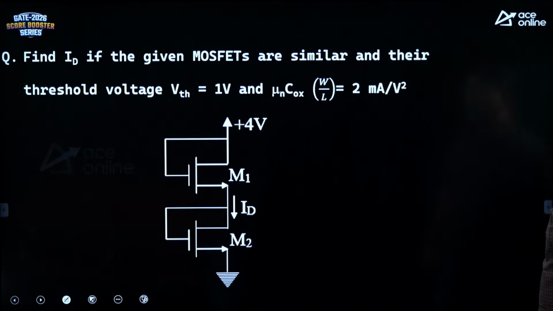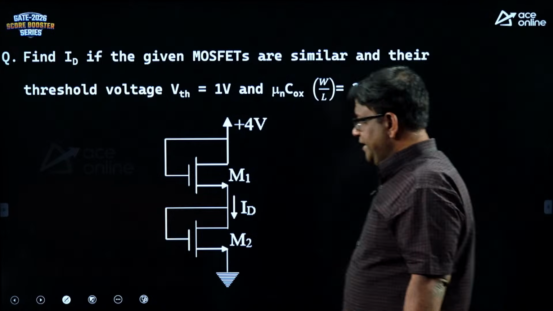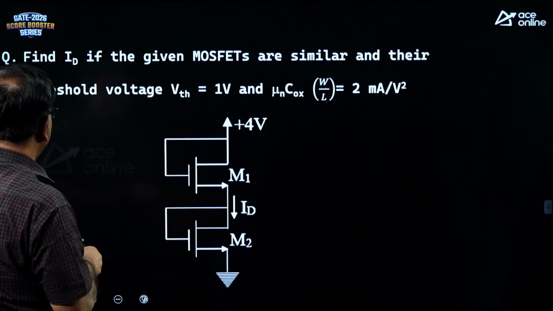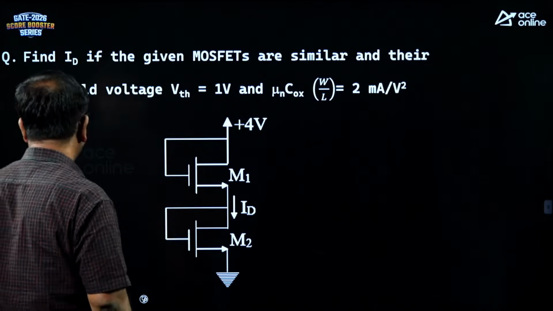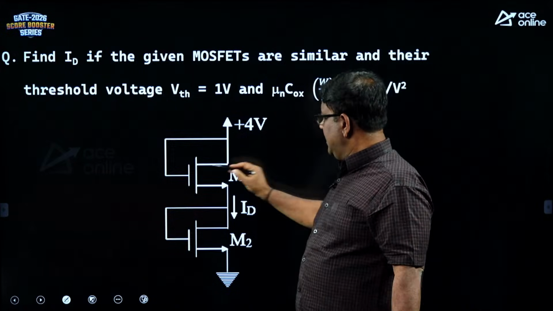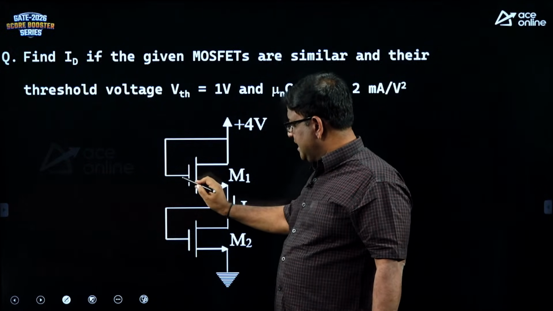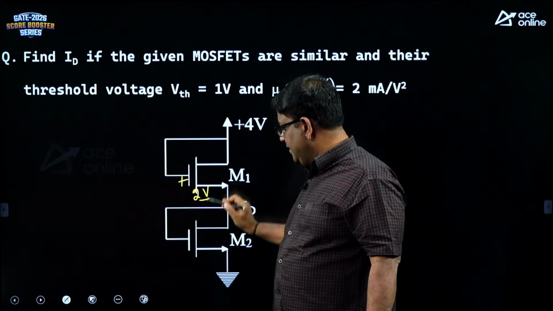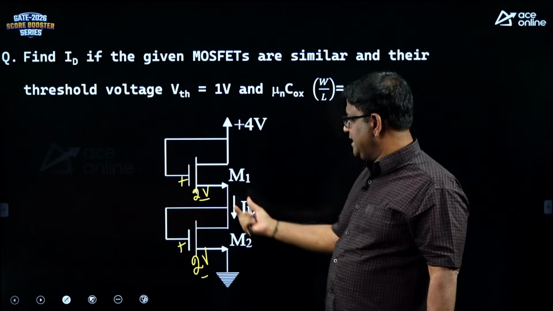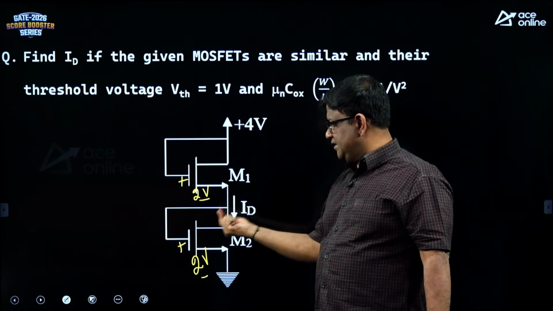Find ID if the given MOSFETs are similar and the threshold voltage is 1 volt. Mu Cox W by L is given as 2 milliampere per volt squared. You are asked to find the drain current ID, is it not? Now, since MOSFETs are given similar and whenever gate and drain are shorted, they are in saturation. So, you can simply say X plus X is 4, that means X has to be 2. So, your VGS is 2 volt.